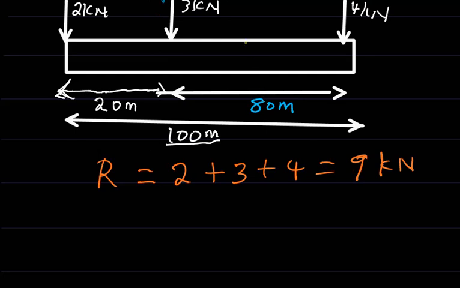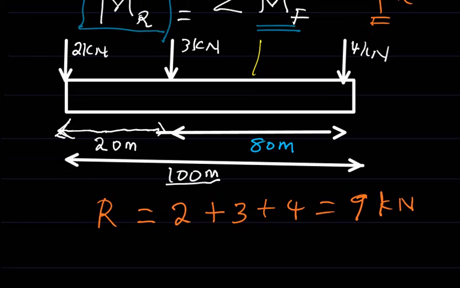Let me take the position of the resultant from the end of the 4 kilonewton. Let this be the position of the resultant, from this one end, and let me call it x. So the position of the resultant from this 4 kilonewton, which is acting at one end of the beam, is x. So the question is, how do I solve for x?